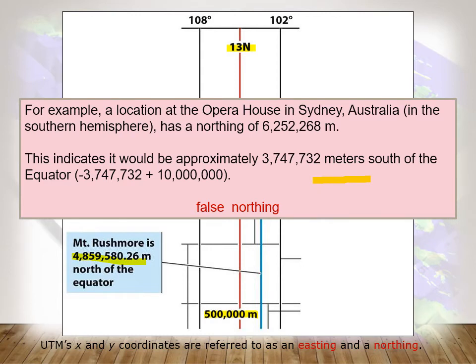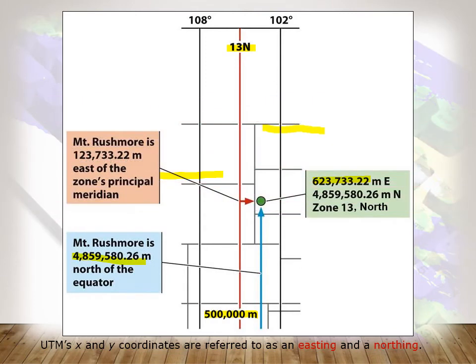However, if you're dealing with the Southern Hemisphere, then we have to use a false northing, and that false northing value is 10 million. So because Sydney, Australia is 3,747,732 meters south of the equator, if we add 10 million, then we have 6,252,268 meters, which again is positive. So we use false northings if we're mapping in the Southern Hemisphere, and we use false eastings if we're mapping in the Western Hemisphere.